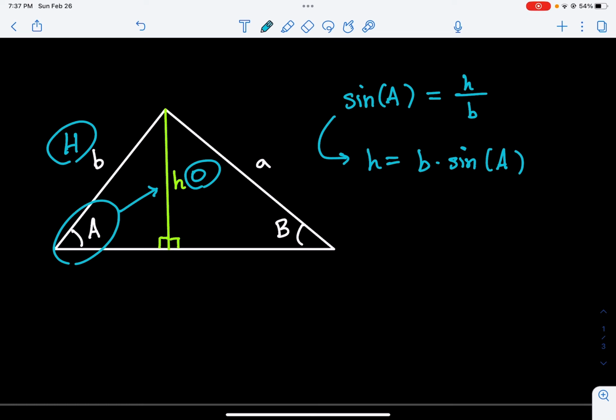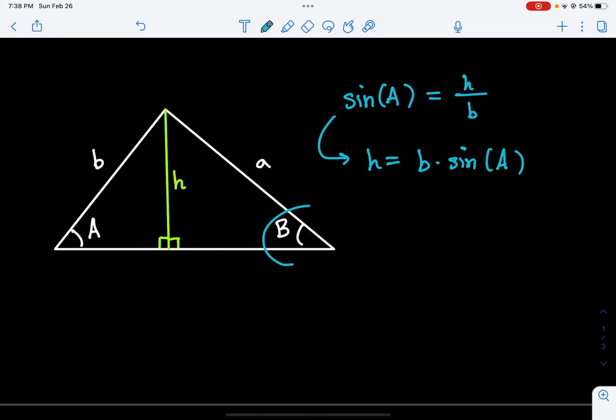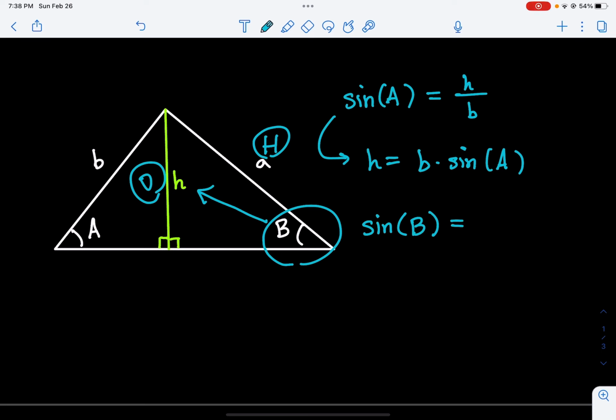Okay, so you might be wondering, why is that important? Well, let's see what happens on the other triangle here. Let's use SOHCAHTOA on the other triangle. So here's my angle. My opposite is the little h. And my hypotenuse is this little a side. So this one gives me a new equation. Tells me that sine of capital B equals little h over little a. And when I solve it, I get that h equals little a times sine of big B.